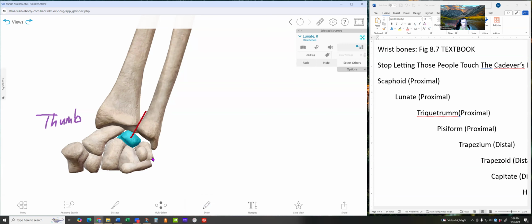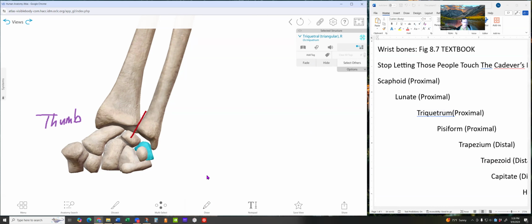Turn this drawing off. Next bone is the triquetral. Software says triquetral. Textbook says triquetrum. Tomato, tomato. You can say it either way you want. You'll get credit on the exam. It doesn't matter to me. Okay.